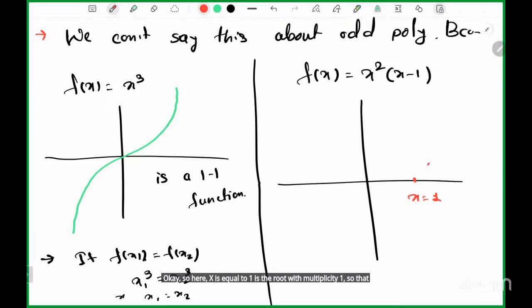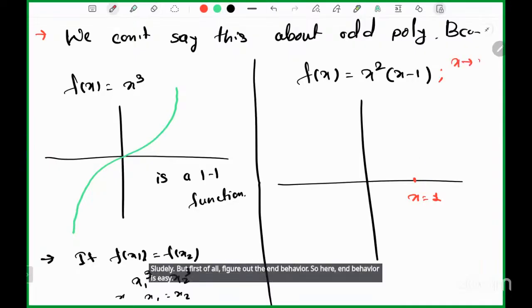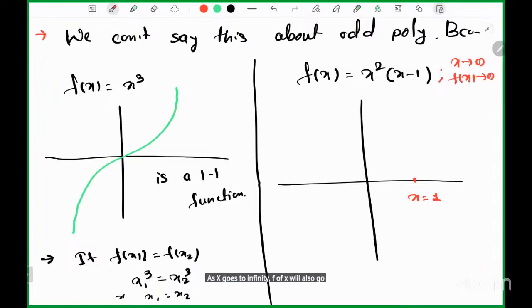So that means here the polynomial will behave like a straight line. But first of all, figure out the end behavior. Here the end behavior is easy. As x goes to infinity, f of x will also go to infinity. And I hope you remember the reasons.